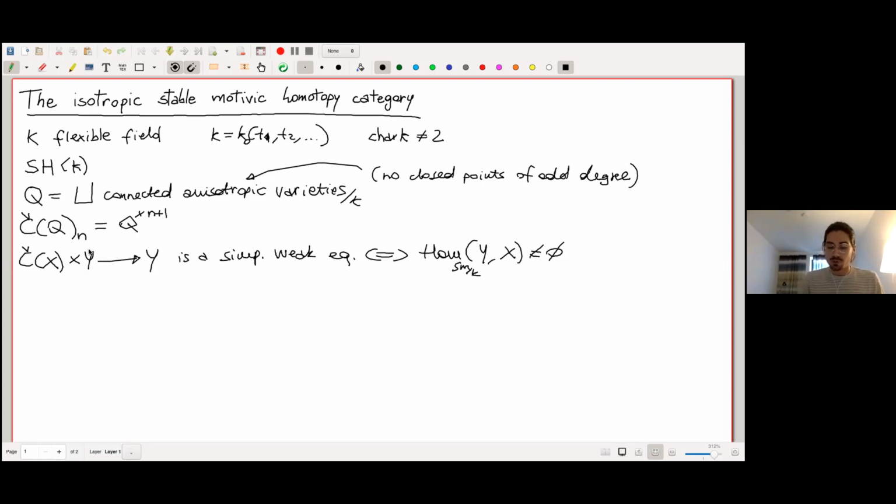So in particular, we have that if Y is the spectrum of the base field, then this object is contractible if and only if X has a k-rational point. And for example, at least in our case, this is not the case because we are considering all these anisotropic varieties. So it doesn't have a k-rational point. So in particular, this object is not contractible. We can consider now in SH(K) its suspension spectrum, which I will denote in this way.